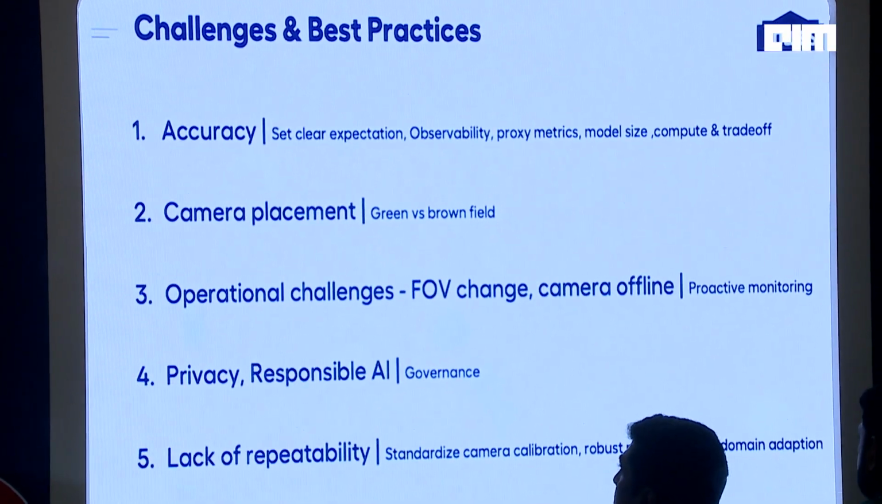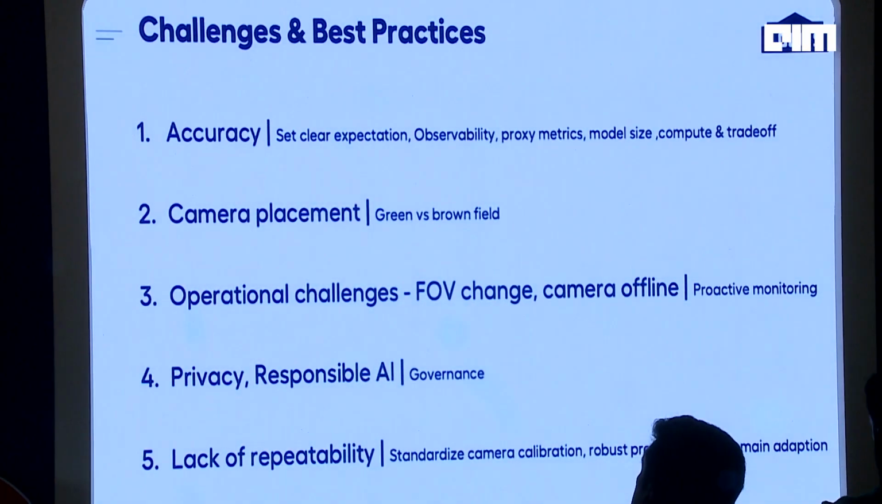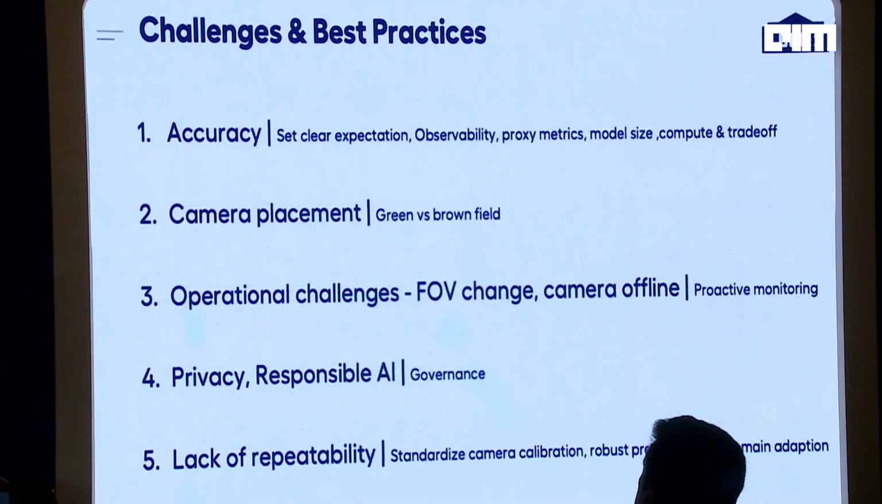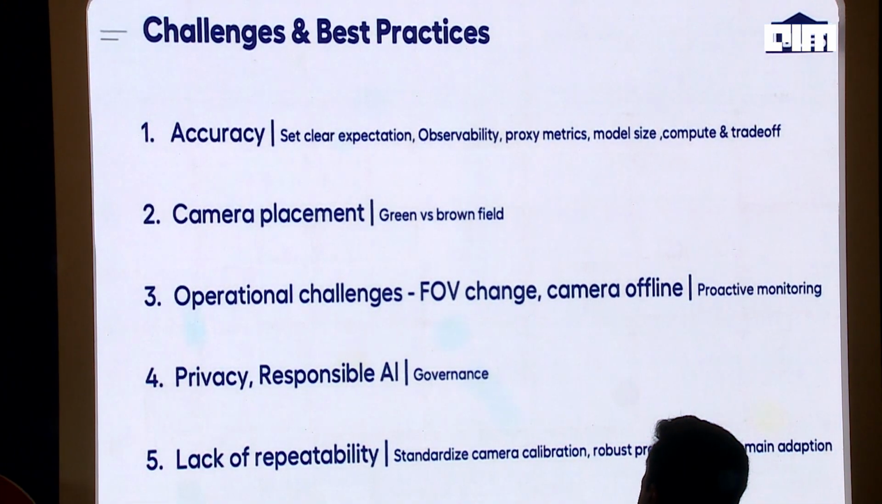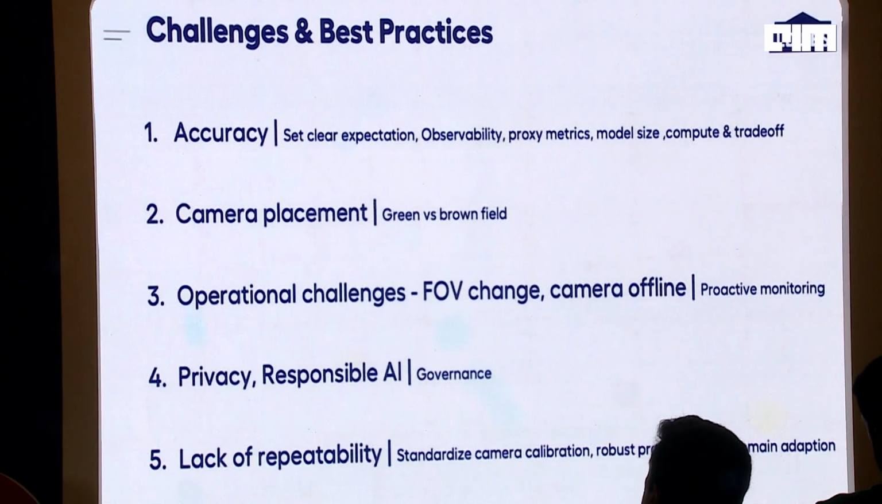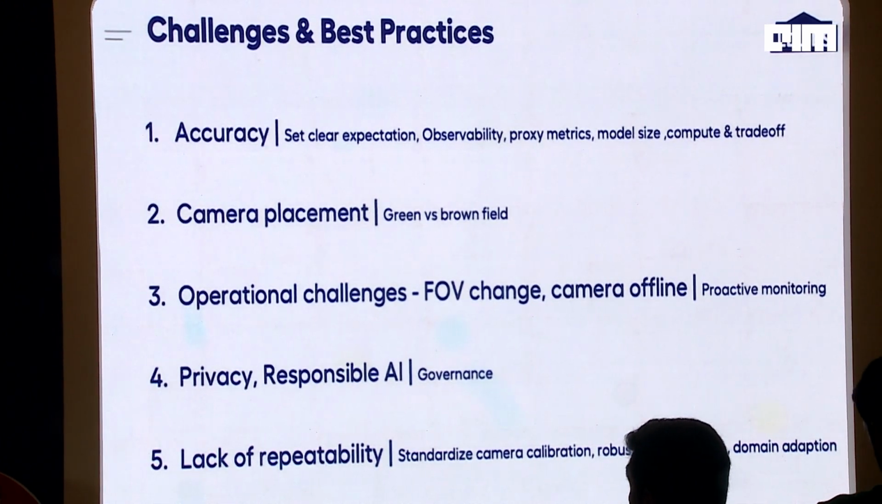Accuracy is always a topic which gets into debate when we discuss with business leaders. Everybody has their own way of interpreting accuracy. Anything which is more than 95%, then only I'll use this solution. Anything less than that, I'm not going to use. I think that's the kind of discussion you will get into.